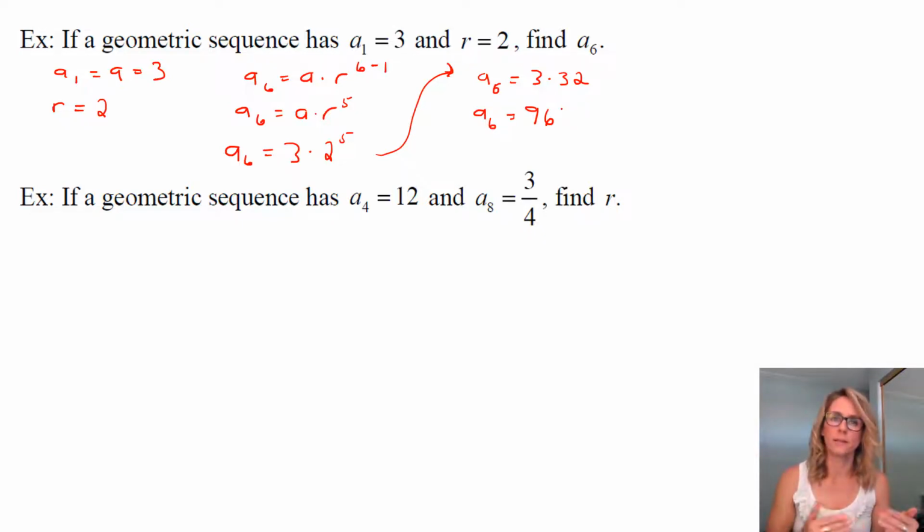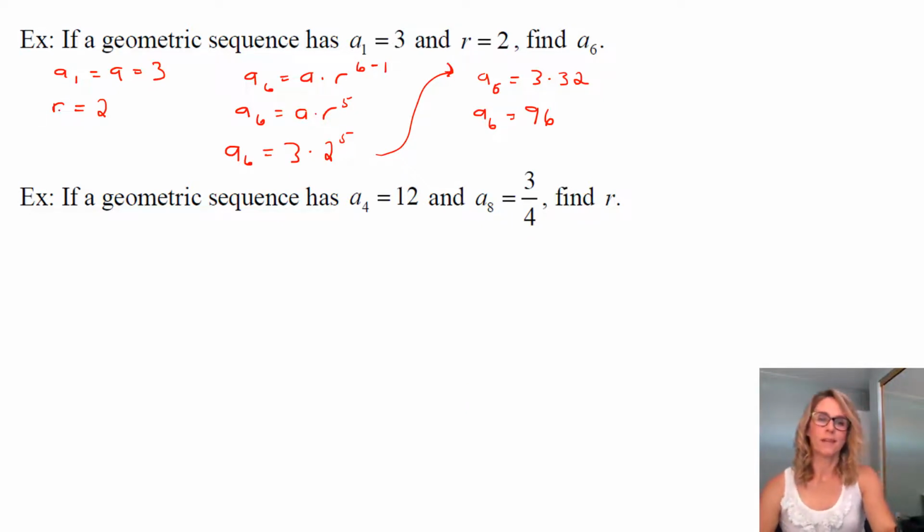And then of course, when you're asked to find a sub 20 or a sub 30, it becomes a lot more straightforward to do it this way using that nth term formula that we have. Okay, now notice this says if a geometric sequence has a sub 4 equaling 12 and a sub 8 equaling 3/4, find r. First off, you might notice that to go from 12 to 3/4, the numbers are getting smaller. So we should probably assume that r is a fraction, because that's the way to multiply by something and have it become smaller.